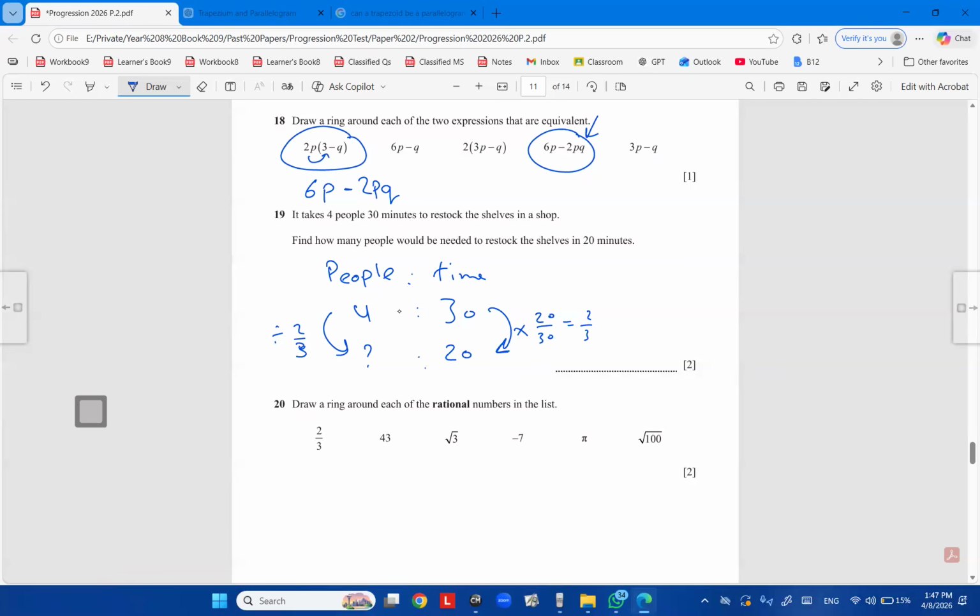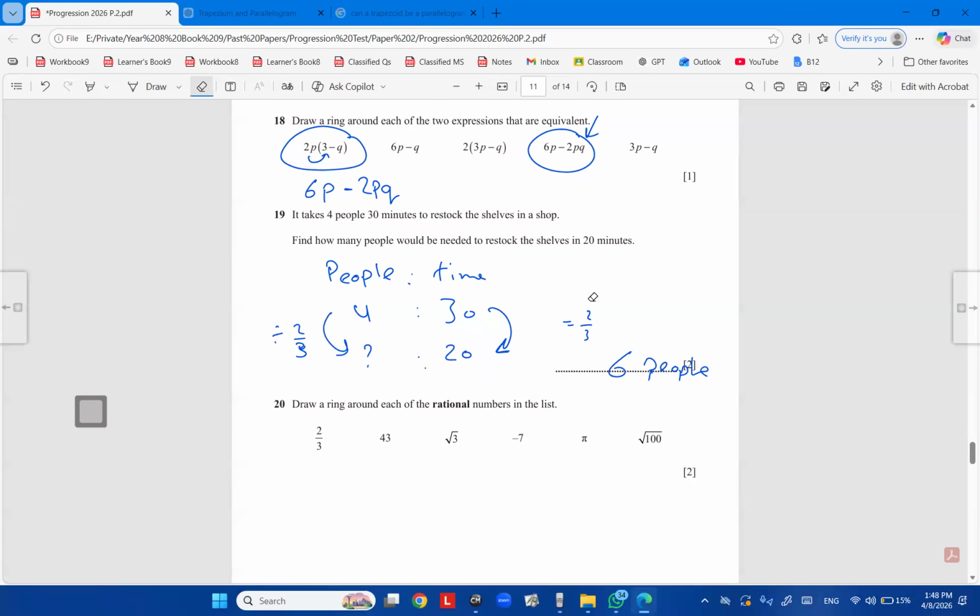Why? Because I noticed that this is an inverse proportion. If you noticed here, if the number of people increases, then definitely the time we need decreases. So if you multiply here by 2 over 3, go over there and divide by 2 over 3. Dividing by 2 over 3 is going to give you exactly 6 people using your calculator.